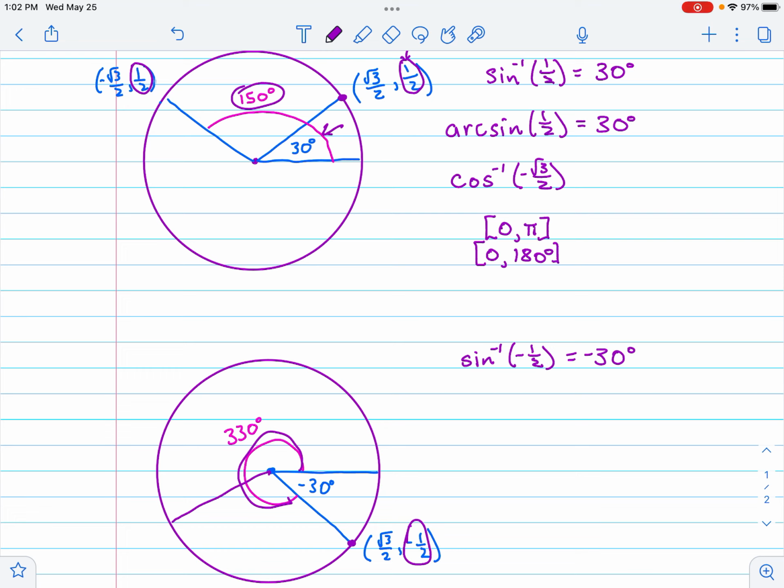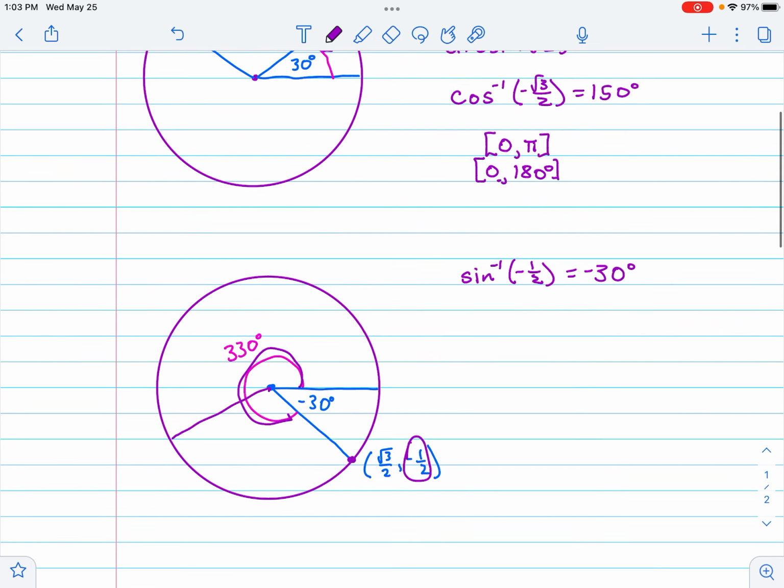So here, we're looking for where cosine is negative square root of 3 over 2. Well, that's going to be right here. That's 150 degrees. There's also a place in quadrant 3 where cosine is equal to negative square root of 3 over 2, but we have to be between 0 and 180. And we could look at some other examples. We could say, well, what about arctan of negative 1?